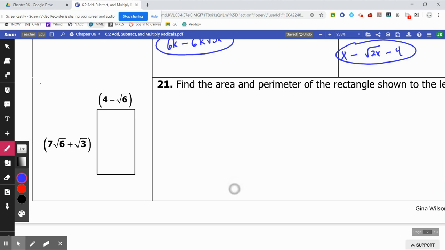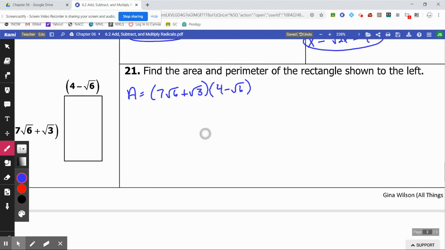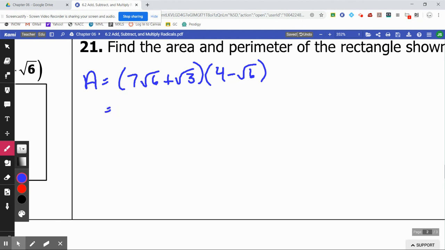So we're looking for the area. If you don't remember to find the area of a rectangle, you multiply length times width. So 7 root 6 plus root 3 times 4 minus root 6, length times width. So let's go ahead and FOIL this out. 7 root 6 times both of these. 7 root 6 times 4 would be 28 root 6. Only multiply coefficients. 7 root 6 times negative root 6 would be a negative 7 times 1 is 7. Root 6 times root 6 is a 6, so it would be 7 times 6.